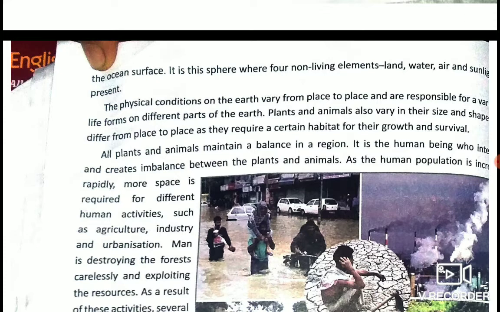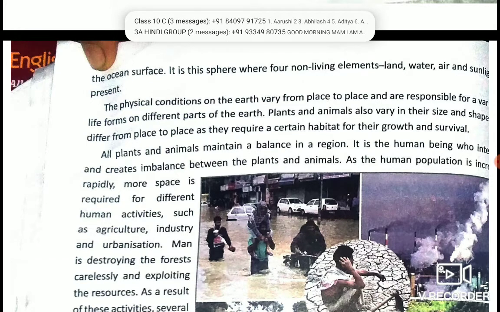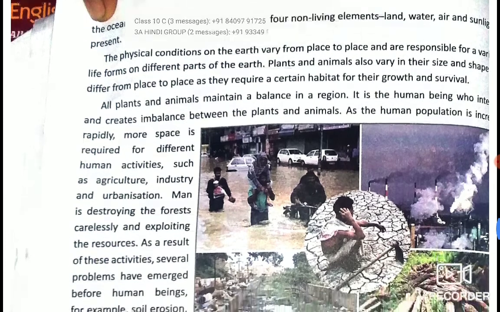We all know that human beings have the sense of thinking, they have the thinking skill, they have the creative skill. But in spite of that, they are destroying the environment. As the human population is increasing rapidly, more and more disturbance is there in the environment because they need more space for the fulfillment of their requirements, for their different activities like agriculture, industry, and also urbanization.